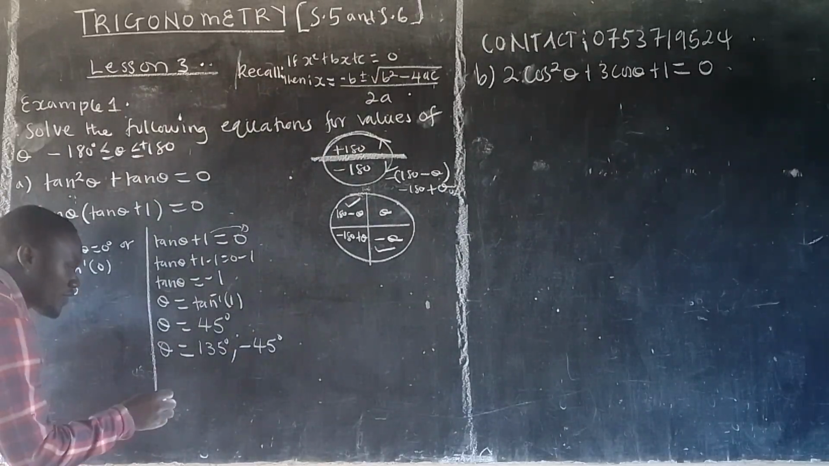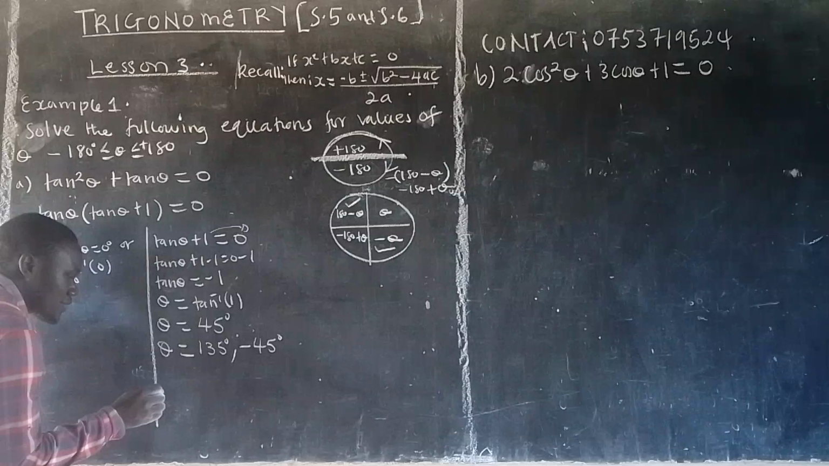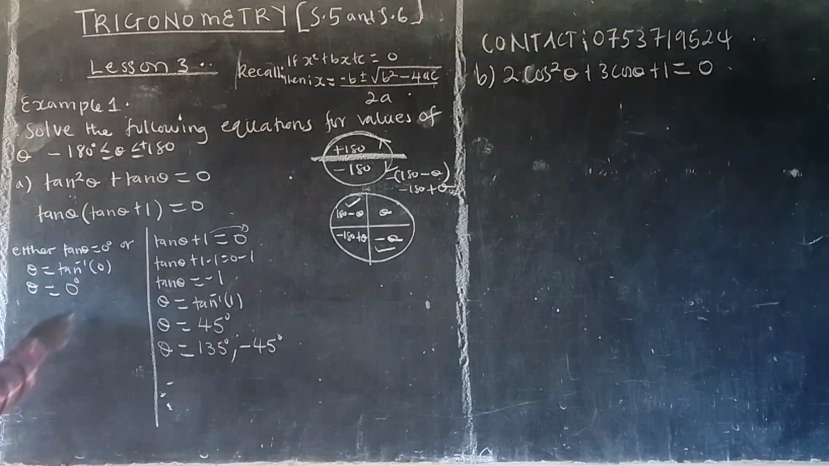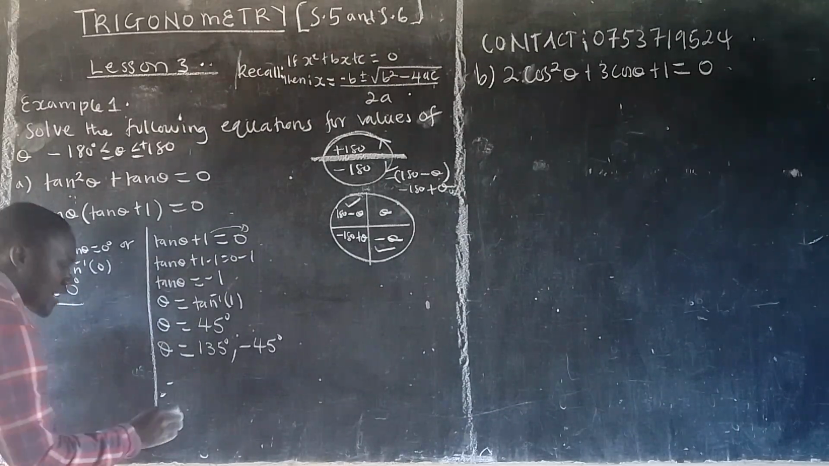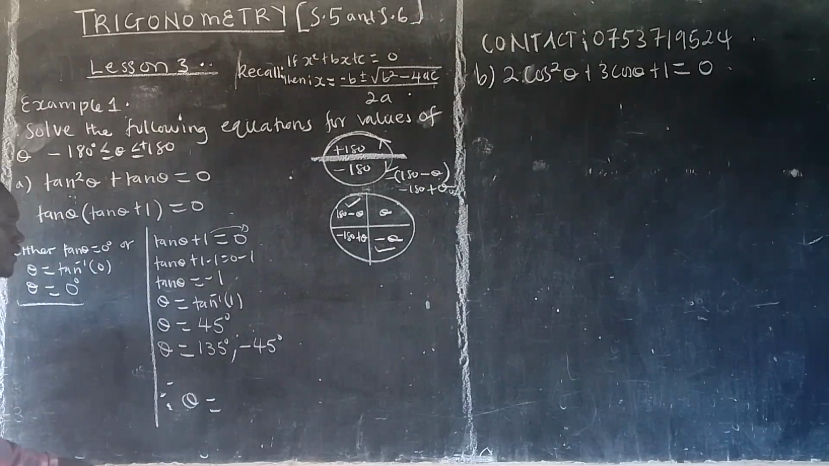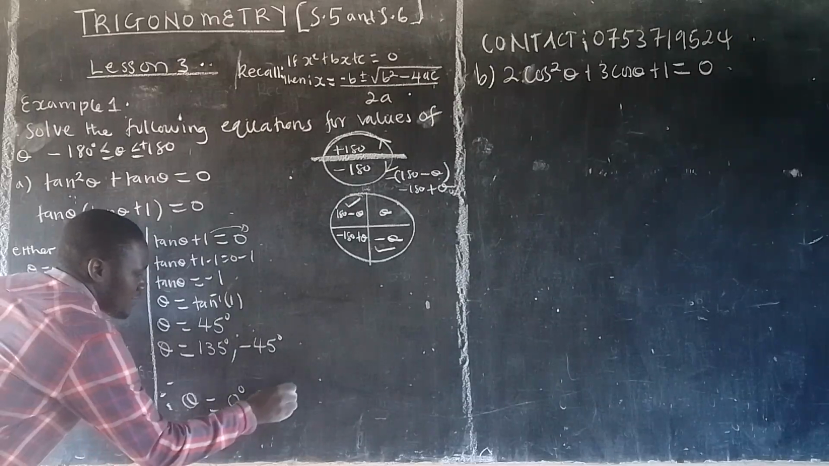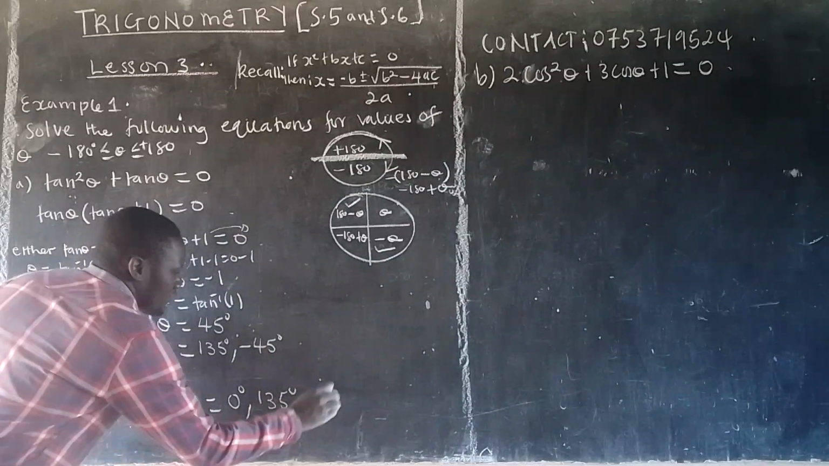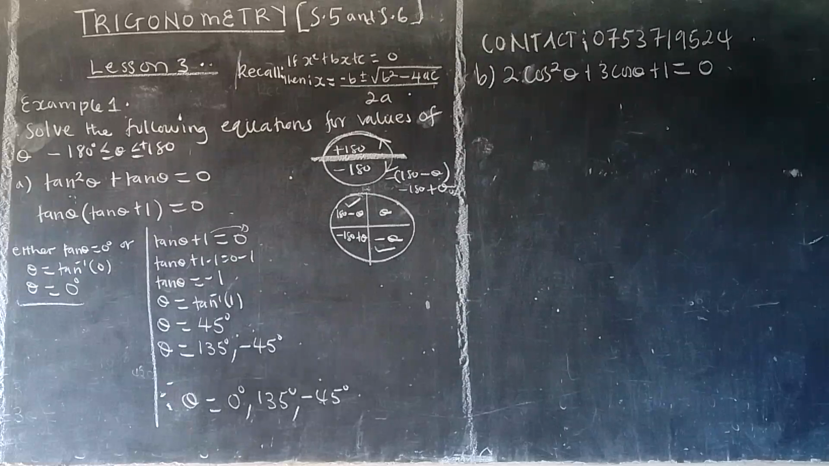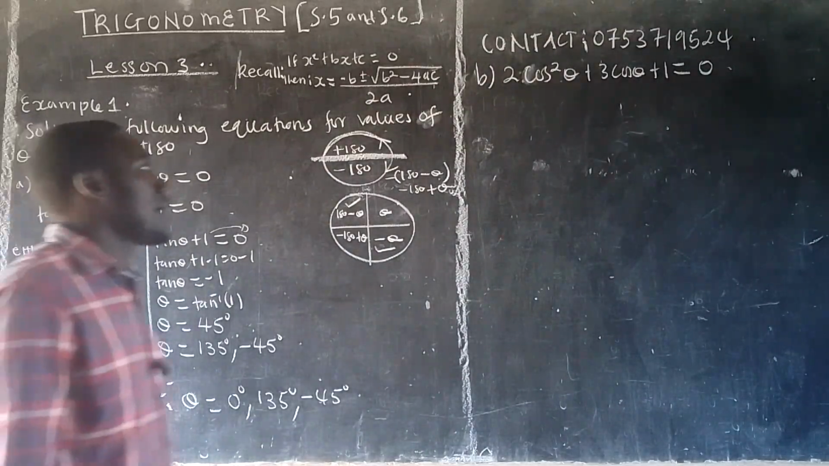So now that will give us, you can now say, therefore, I'm concluding the answers on either way. Theta will be equal to, start with the 0, so 0 degrees, comma, 135, comma, negative 45 degrees. There we are. Okay, that is the question done.